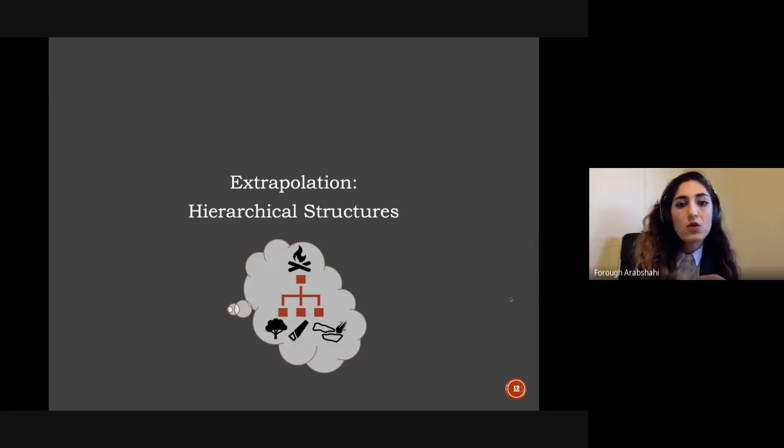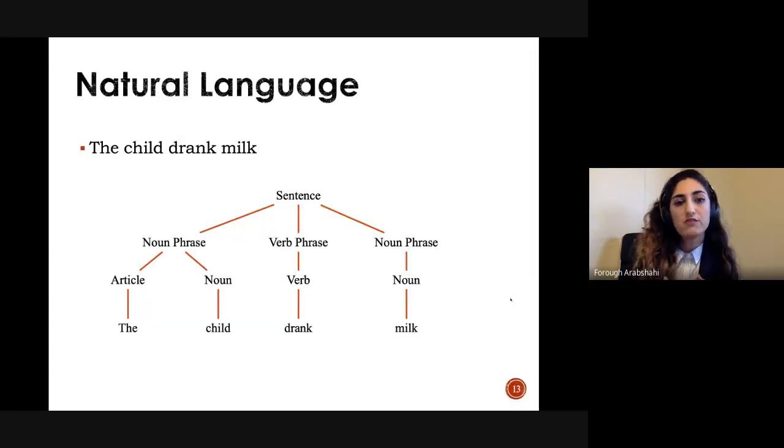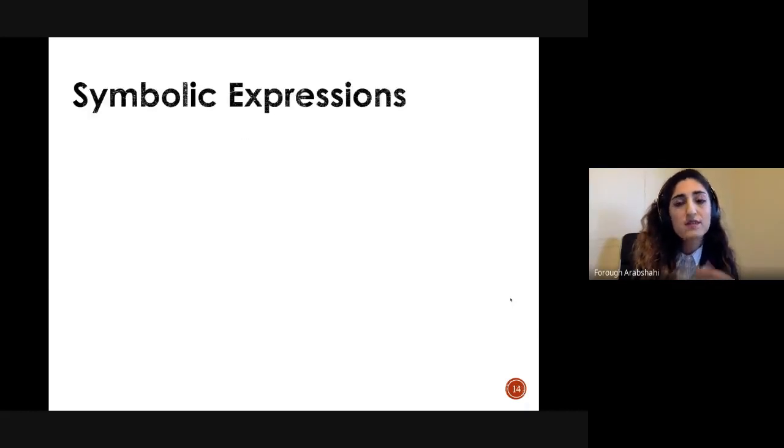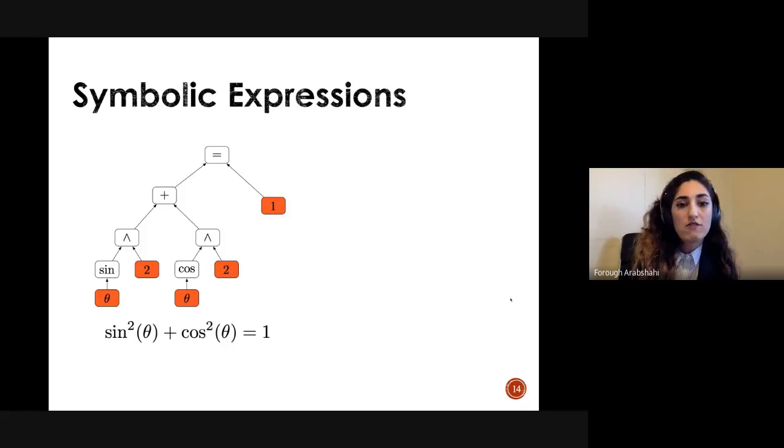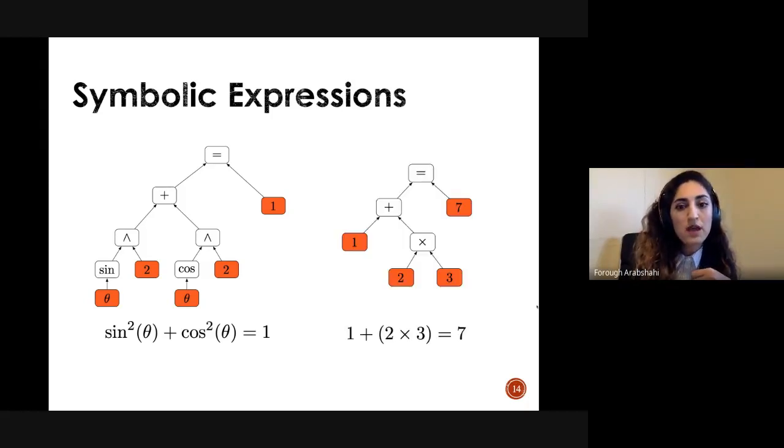Okay? So hierarchical structures appear in many different domains. For example, in natural language, sentences can be represented in terms of their hierarchical syntax tree. Symbolic expressions also have a hierarchical structure by using their syntax tree. For example, this expression, sine squared theta plus cosine squared theta equals 1, has this hierarchical structure that comes for free with this equation. Another example is this numeric expression, 1 plus 2 times 3 equals 7.